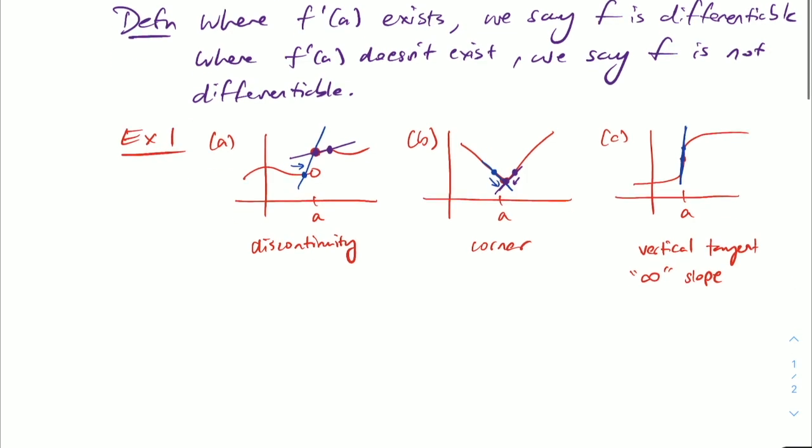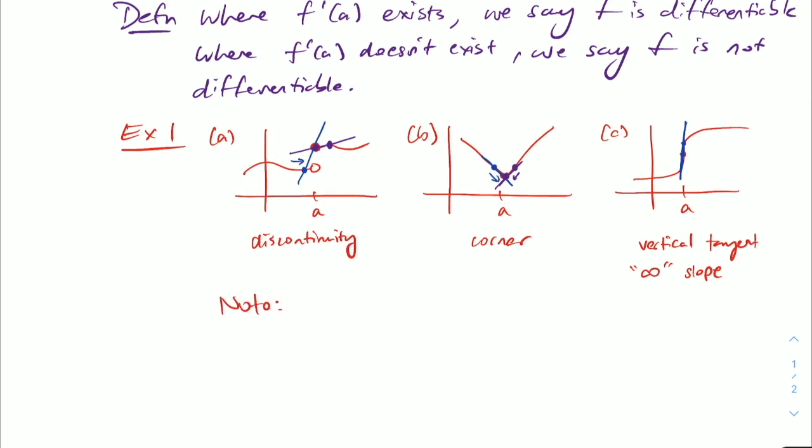Okay, a couple notes. Differentiability implies continuity, but the opposite is not true. Continuity does not imply differentiability, and you can see that in B and C, it's continuous, the function is continuous, but not differentiable.